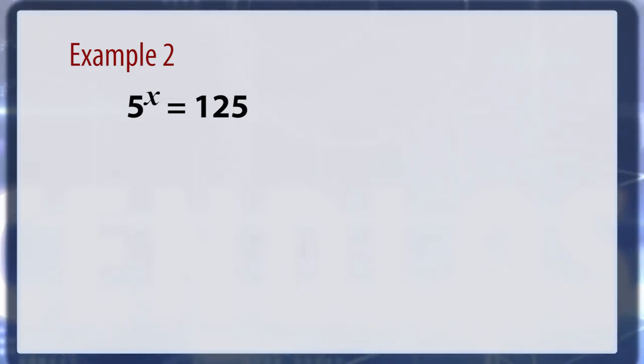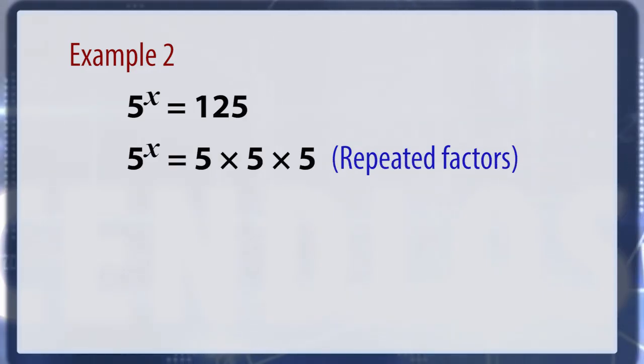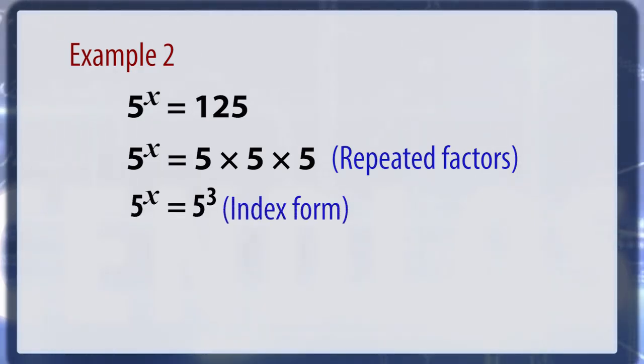You can find from the question 5 raised to the power x equals 125, that we can change the right hand side to repeated multiples of 5. So we are going to write 125 as 5 times 5 times 5. And that will be equal to 5 raised to the power x on the left hand side. Now again, these two sides are equal. So if the bases are equal, we can very easily compare the exponents. So we find x is equal to 3.